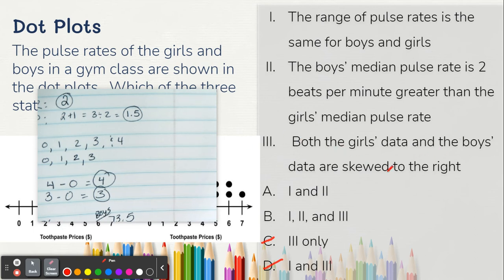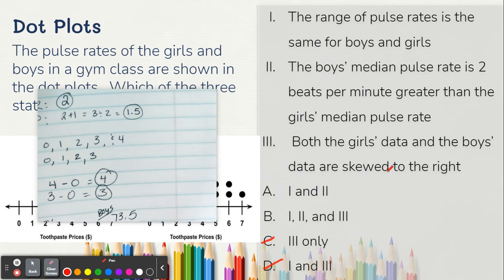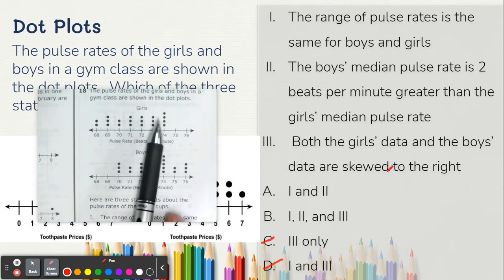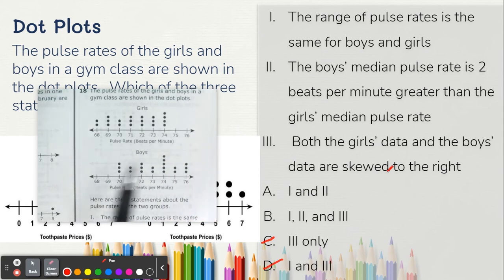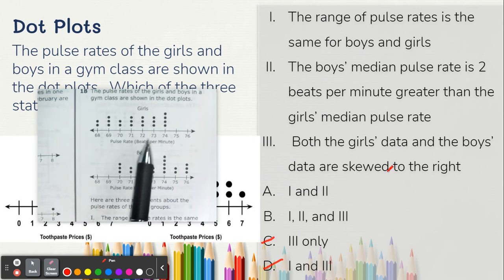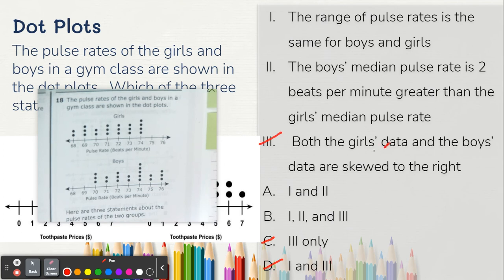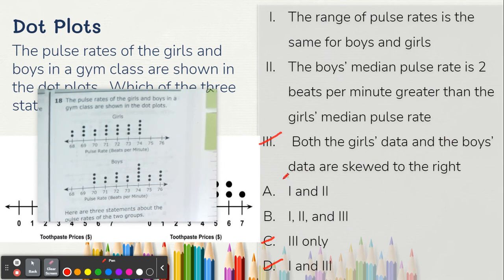Both the girls' data and the boys' data are skewed to the right. So let's look. The girls' data skews more to the left because it doesn't have anything on the right. The boys' data skews more to the right because there's nothing on the left. So that would mean that number 3 is not correct because they don't both skew to the right. So it would just be A, 1 and 2.